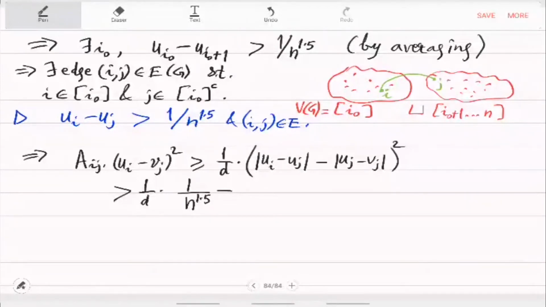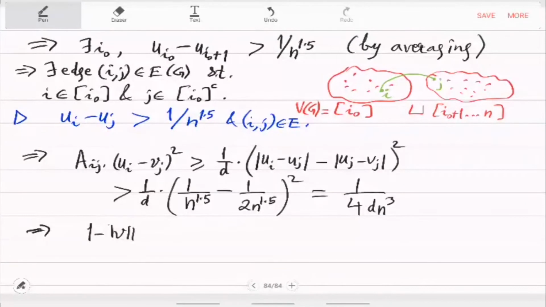And what do you know about uj minus vj? The nice thing is that we already assumed something about uj minus vj, which was the self loop thing we did, right? We had assumed that all these ui minus vi's are small. So let's invoke that. That is a useful property. And then square. So which comes out to be 1 over 4 d n cube. Which means that we are almost there, right? So we have shown that in fact the norm of u minus v square is greater than or equal to 1 over 4 d n cube.